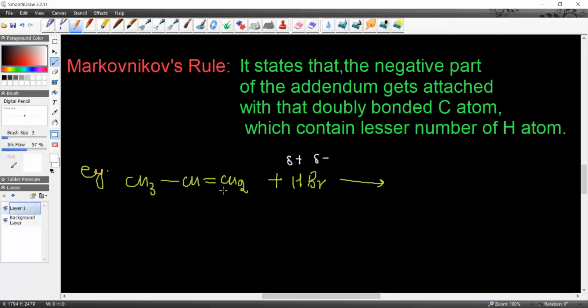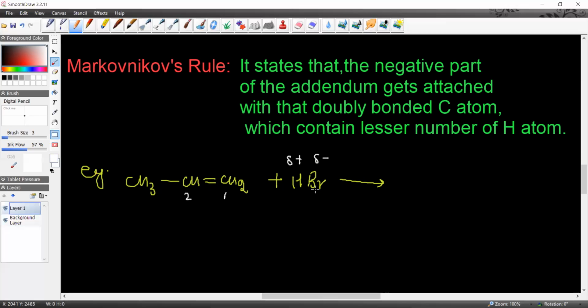Which are the doubly bonded carbon atoms? This is the first doubly bonded carbon atom, this is the second doubly bonded carbon atom. The negative part of the addendum is attached to that doubly bonded carbon atom which contains the lesser number of hydrogen atoms. So in this example, the first doubly bonded carbon atom contains 2 hydrogen atoms, while the second carbon contains only 1 hydrogen atom.